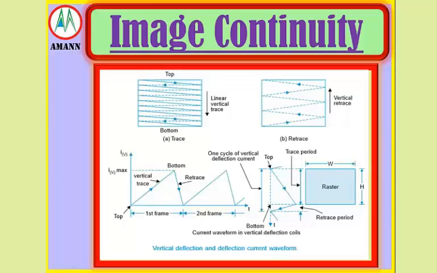So this is the vertical scanning. We have the vertical trace, that is from top to bottom. Then the vertical retrace, that is from bottom to top. Then this is the raster. Then we have the height and the width. Then we have also the sawtooth wave, just like with the horizontal.